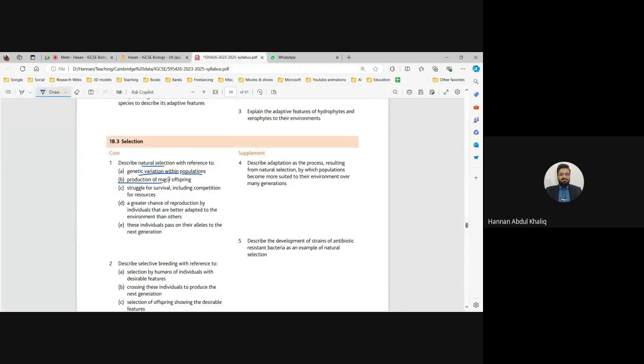And another very important point written over here: production of many offspring. What is the meaning of it? Can you explain this point, production of many offspring? How does it relate to selection?